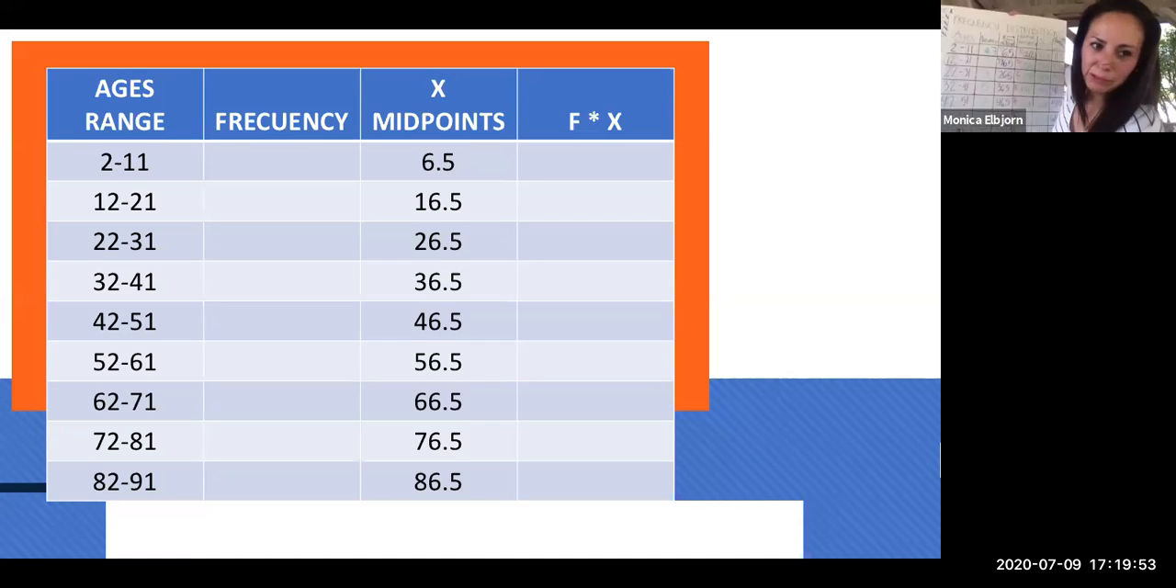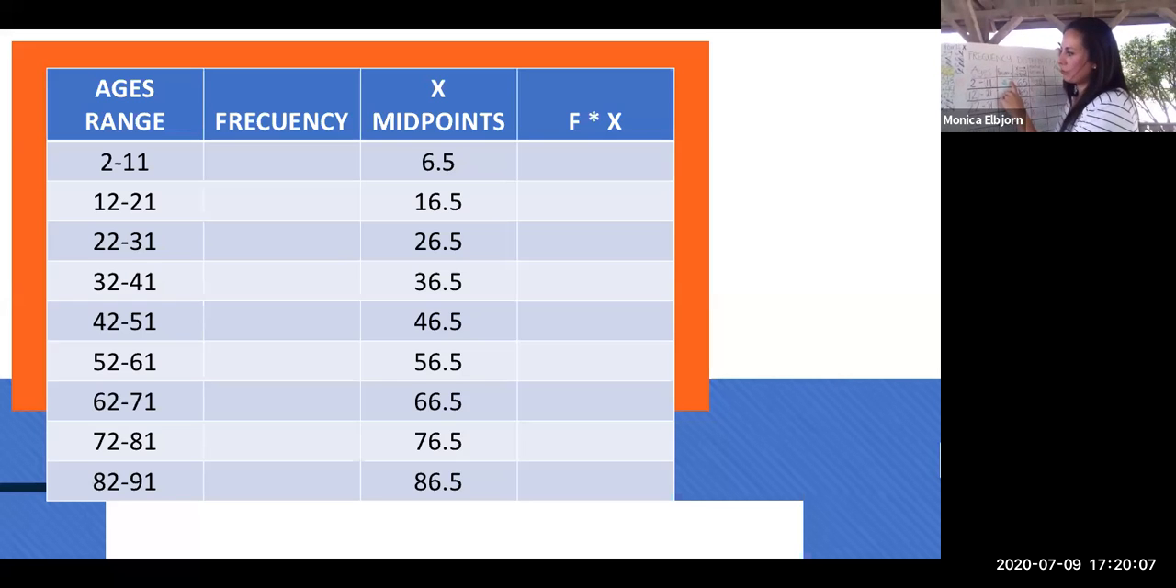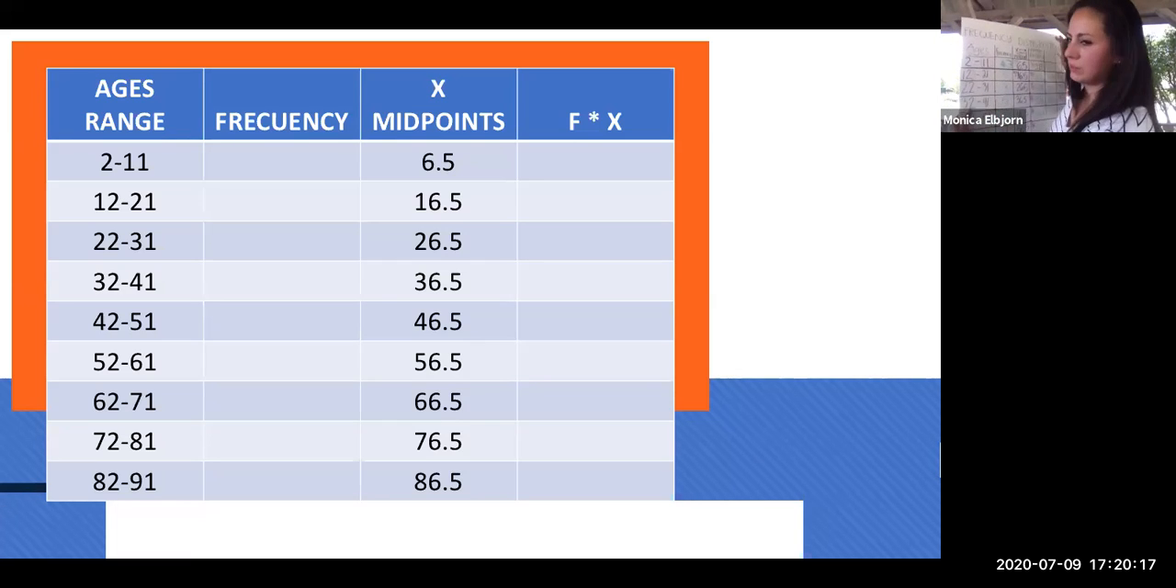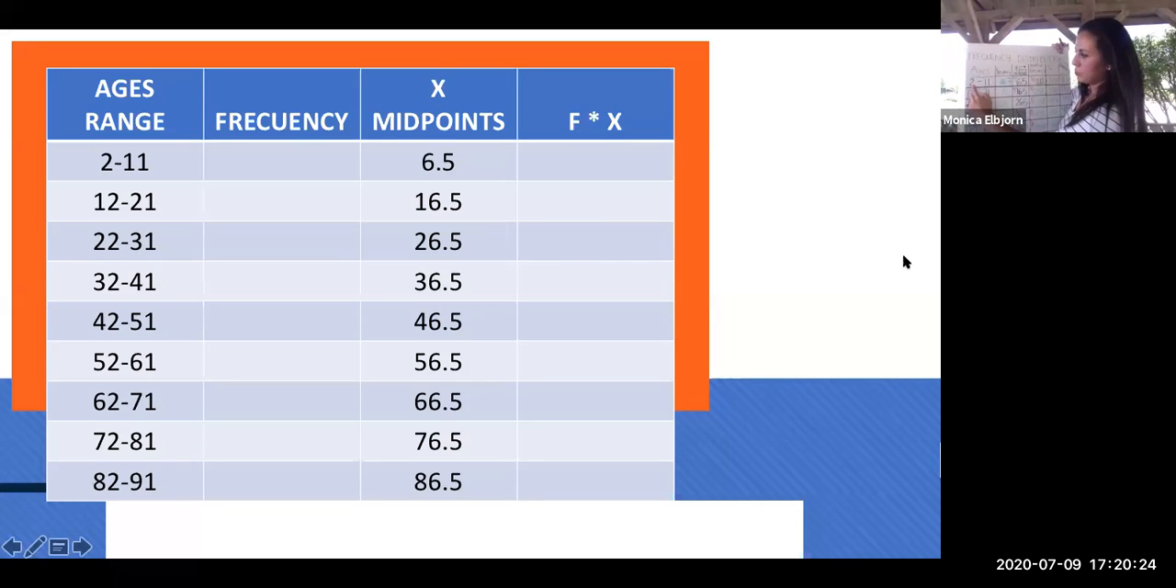But for this example, see, between 2 and 11, we have 7 people. We really don't know which one's 2, which one's 3, which one's 7. We just know that 7 people are between 2 and 11. So we just know that between 2 and 11 years of age, we have 7 people.